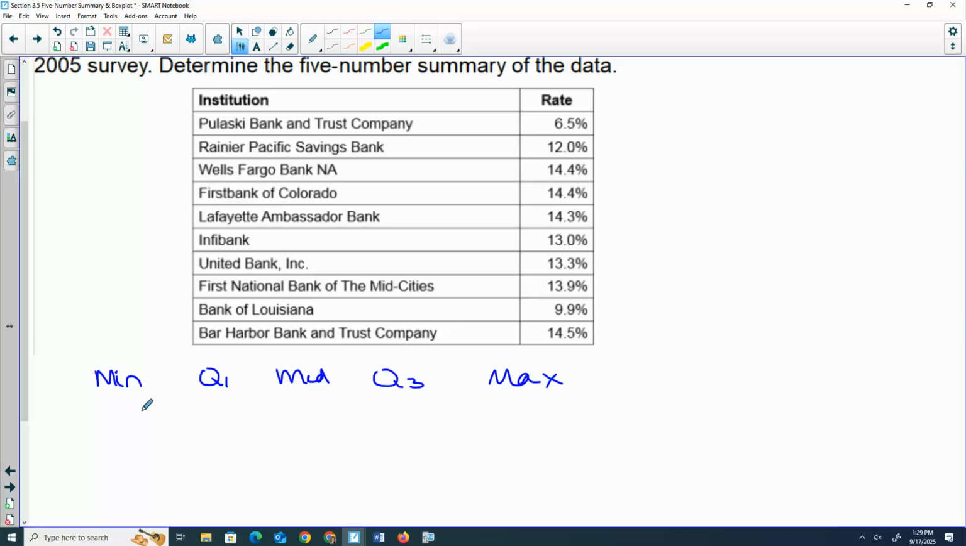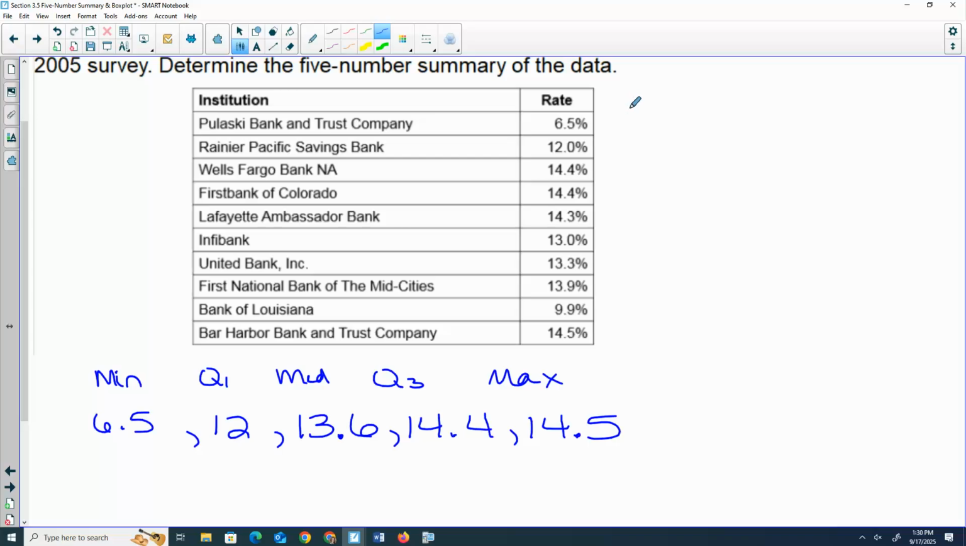So our lowest number. Okay, does our calculator come back and tell us the lowest? Yeah. If you scroll down far enough, it does tell you your min is 6.5. We could also get that from the list. And then look, conveniently for us, it's the 5 things in a row in our calculator. Q1 is 12. Median, 13.6. Q3, and the max, 14.5.